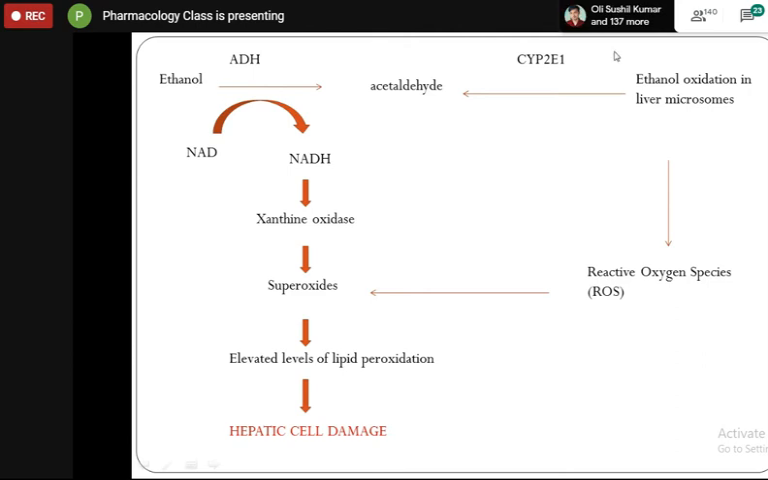In both pathways, what is similar is that they produce superoxides, that is, reactive oxygen species, and these superoxides are responsible for the process known as lipid peroxidation. Do I have to repeat what lipid peroxidation is? Have you understood what the process called lipid peroxidation is, or do I have to repeat it again?